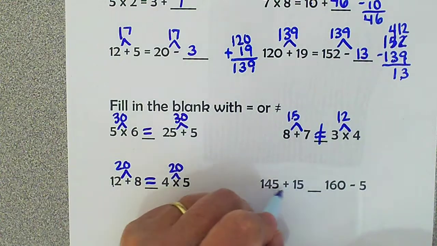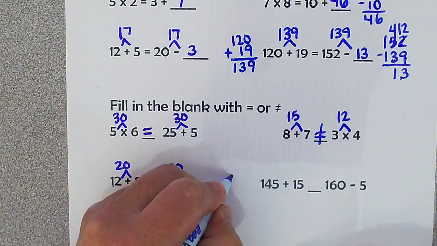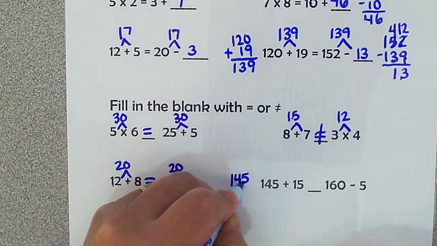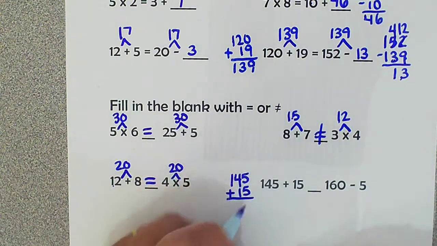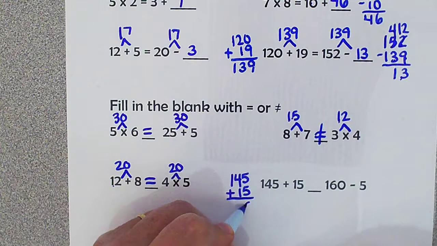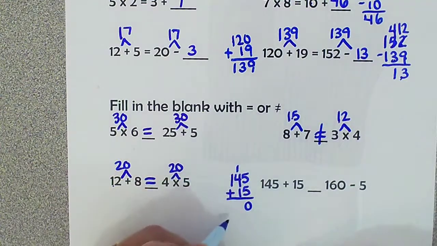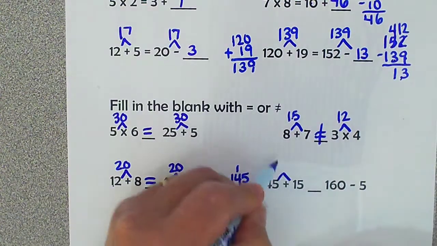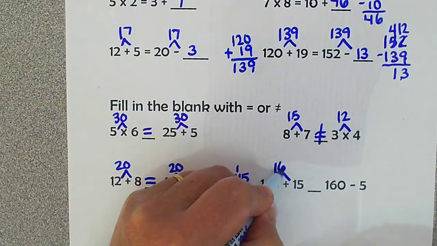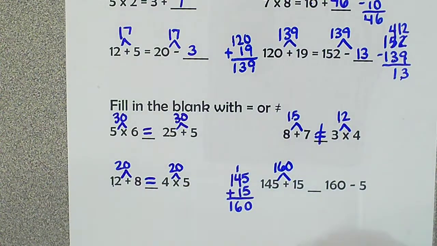And lastly, we have large numbers again. We're going to write 145 plus 15. 5 plus 5 is 10. Carry your 1. 4 plus 1 is 5 plus 1 more is 6. And 1 plus nothing is 1. Our answer for the left-hand side is 160.